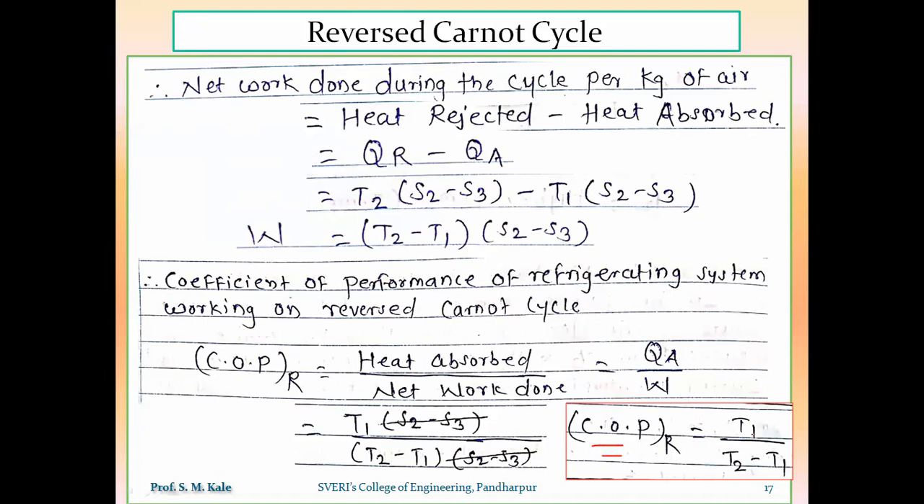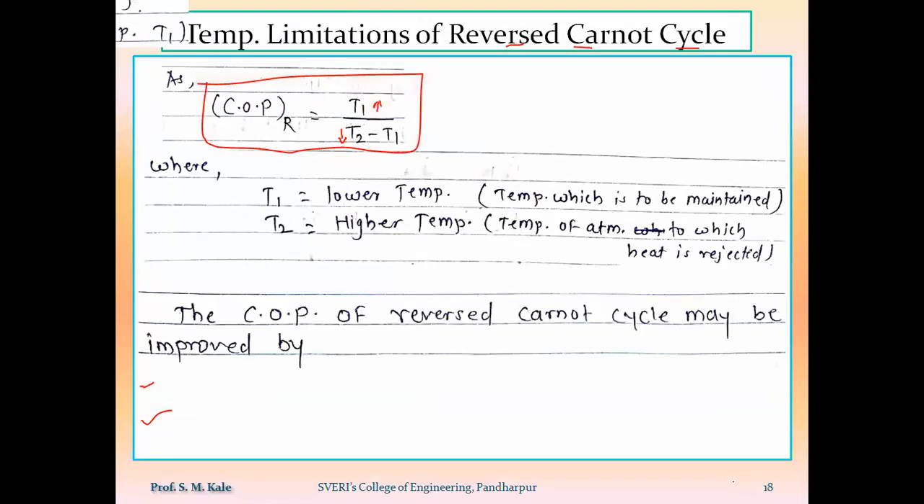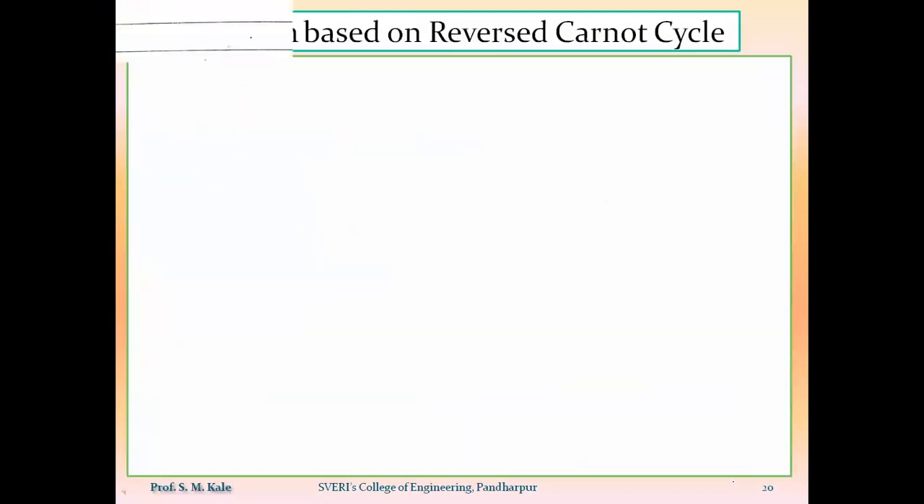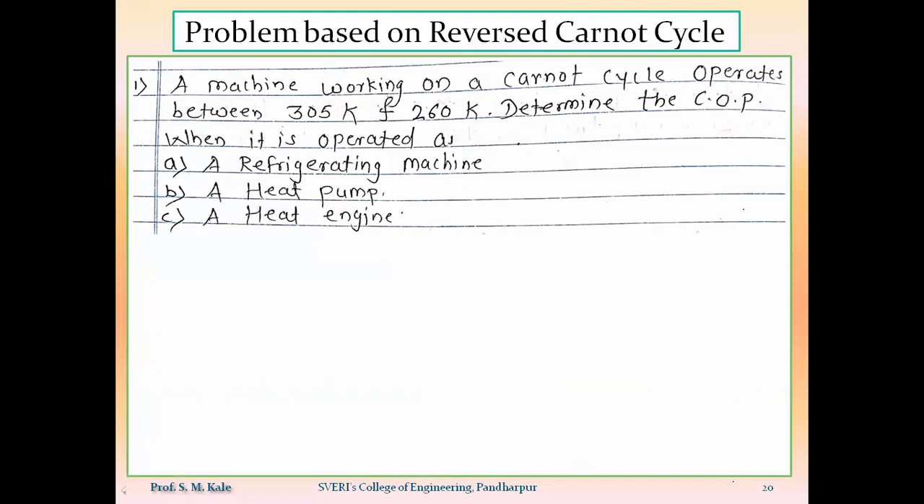So COP will be calculated by using the formula T1 divided by T2 minus T1, where T1 is the lower temperature and T2 is the higher temperature. By using this formula, we can solve the problems of the reverse Carnot cycle. Now, the first problem based on reverse Carnot cycle.